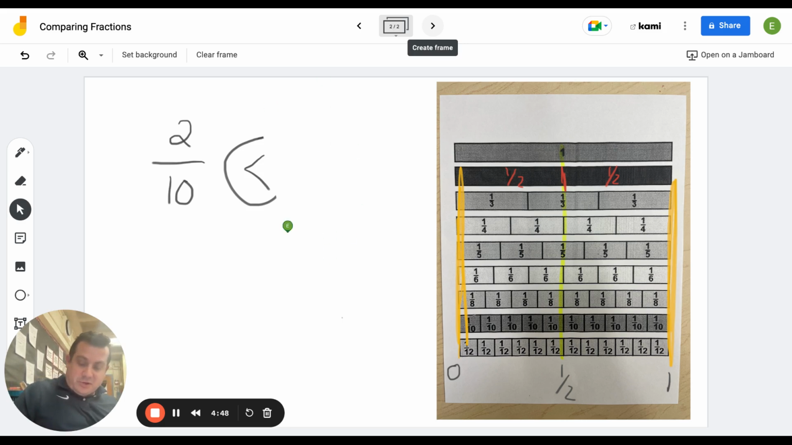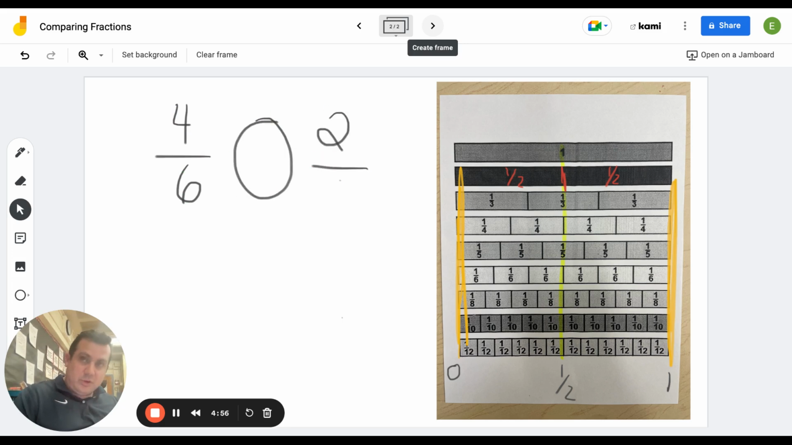Now, other fractions we may get. Let's see here. If I say 4/6 compared to 2/6, what do we notice here? Well, we notice that we have the same denominator. When you have the same denominator, that's telling you that the size of your piece is the same.